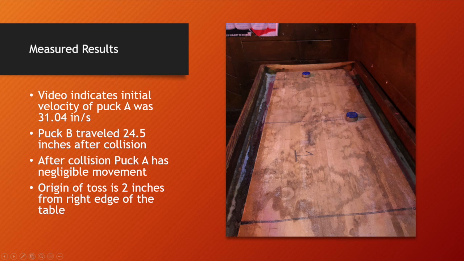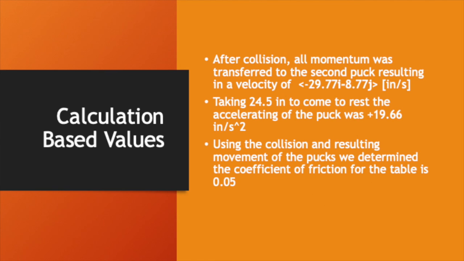Knowing these, we could solve for the angles needed. After the collision of puck A and puck B, we can use the conservation of momentum and the final resting place of puck B to solve for the velocity transferred from puck A to puck B during the collision. Now knowing the initial velocity, the final velocity, and the distance traveled of puck B after the collision, we could find what its acceleration was due to the board surface.